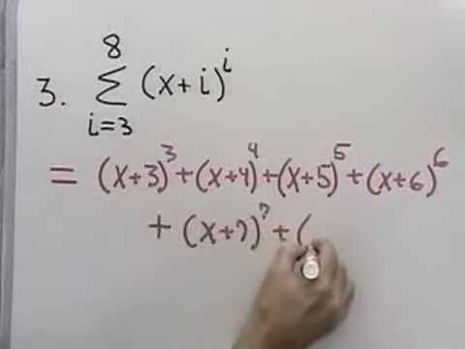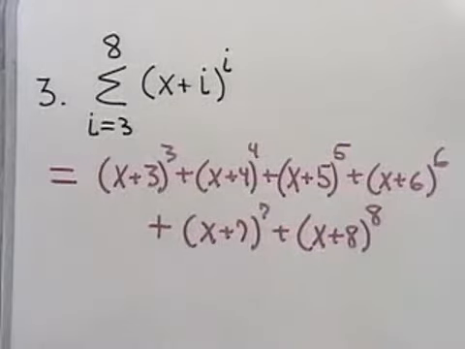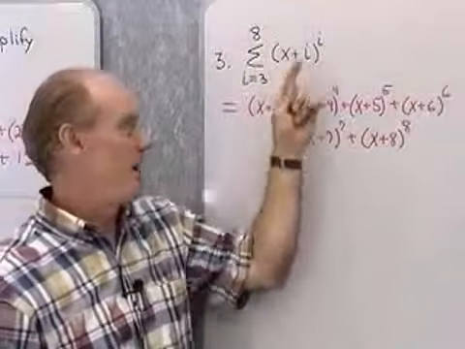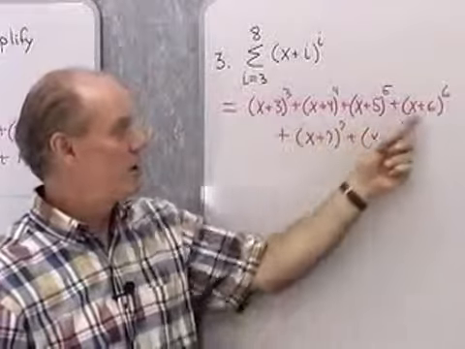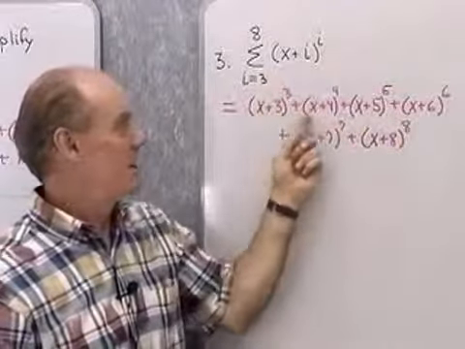7th power plus (x plus 8) to the 8th power, and that's when I stop because I want my summation to go from i equals 3 up to and including 8. So it's 3, 4, 5, 6, 7, 8. And notice that the only thing that changed in the formula each time was the i's. So that x stayed the same in each case.